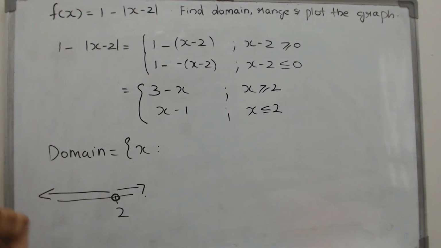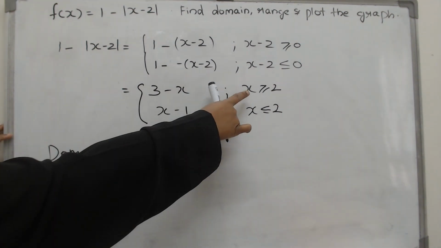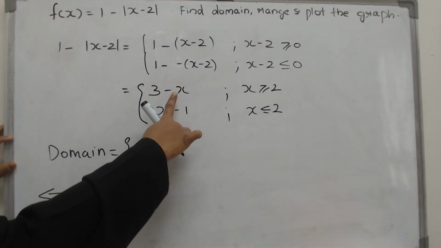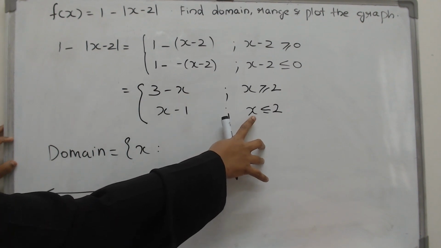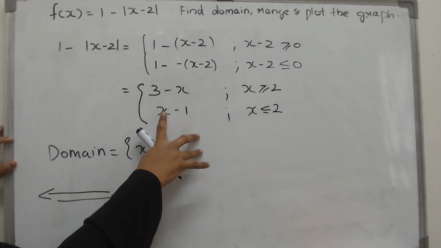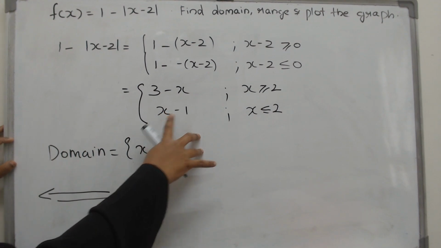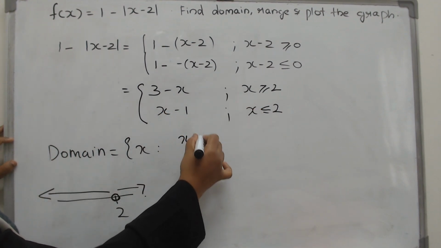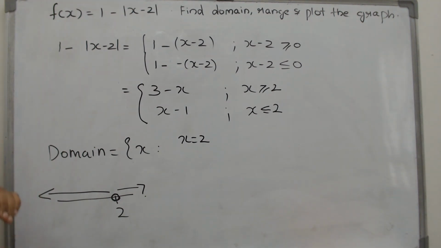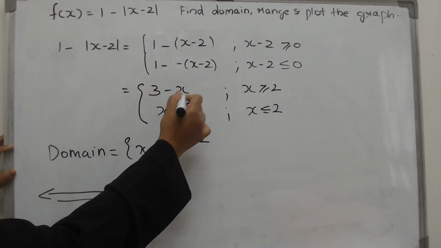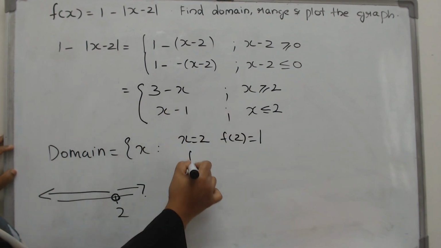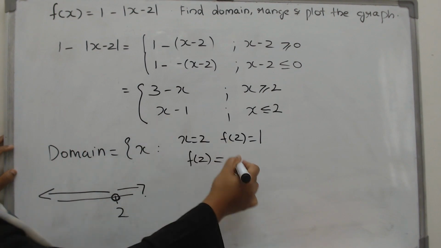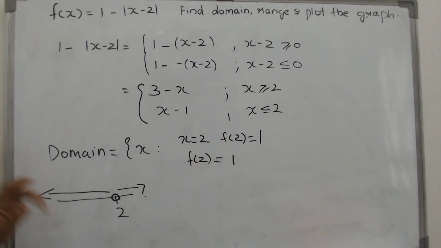It should have only one image. For example, if you take x is equal to 4, it will have only one image, which is minus 1. Here, if you take x is equal to 0, you will get only one image, which is minus 1. But then, if you take x is equal to 2, will you get one image? Only one image. Put 2 here. What do you get? f of 2 is equal to 1. Now put 2 here. What do you get? Again 1. So good news, it is defined at 2 also.